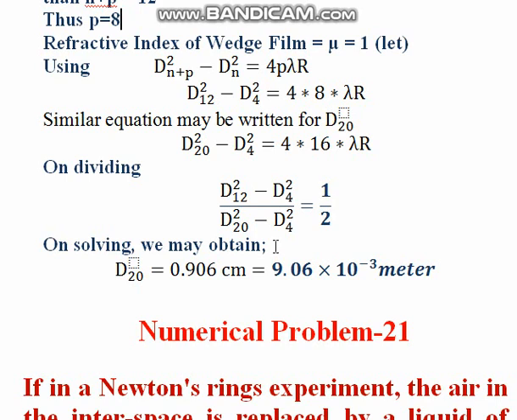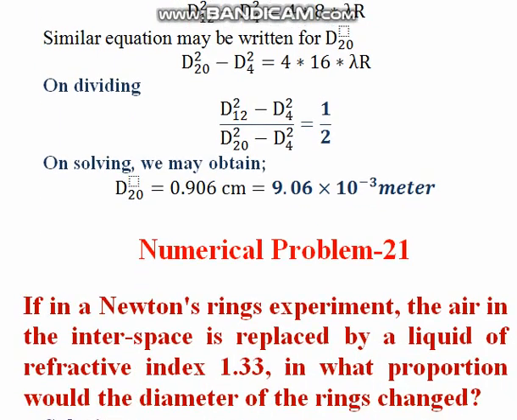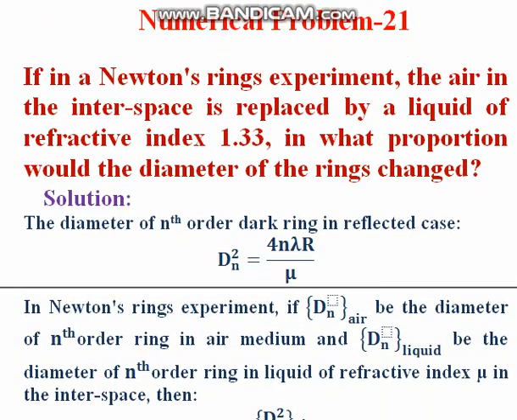This is a very important numerical, and whenever two or more diameters are given and one is asked, you may apply this formula. The main feature of this formula is that it is applicable to the dark ring as well as the bright ring. Now let's see another problem. This is numerical number 21.